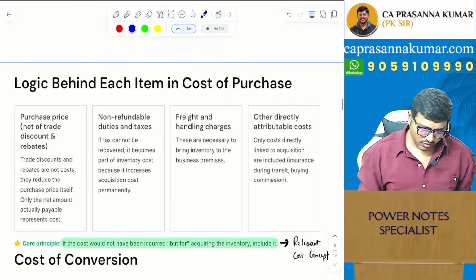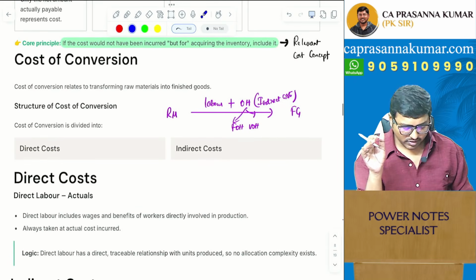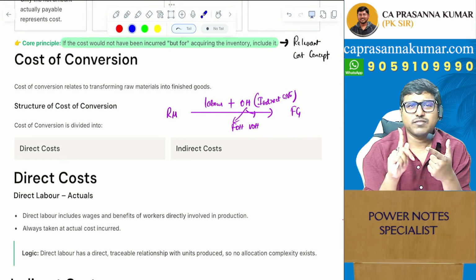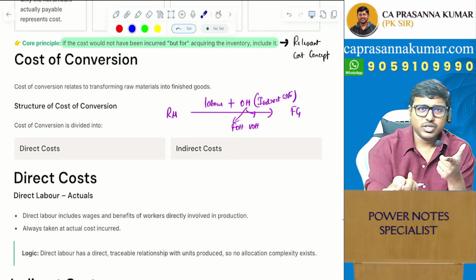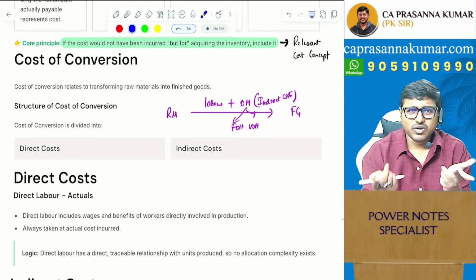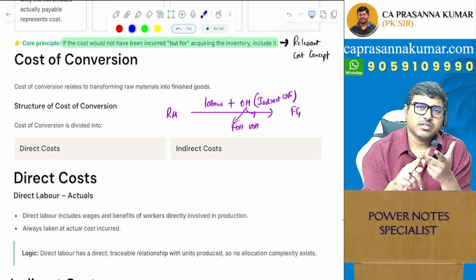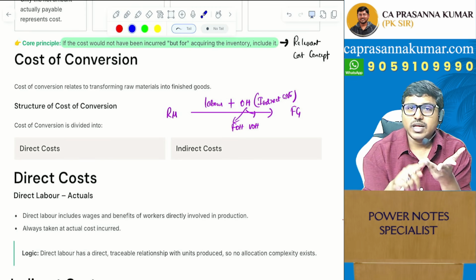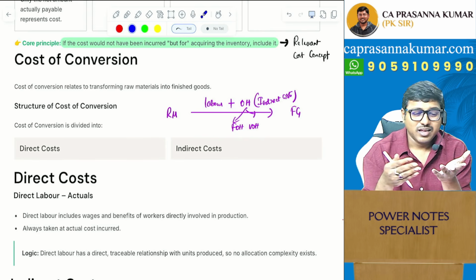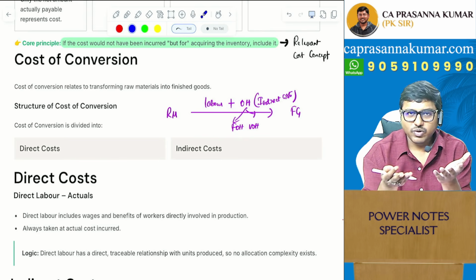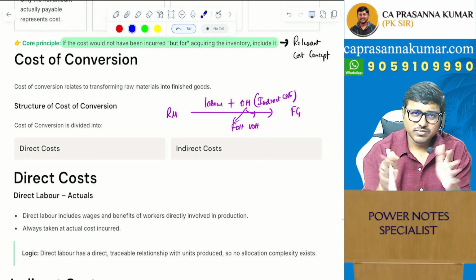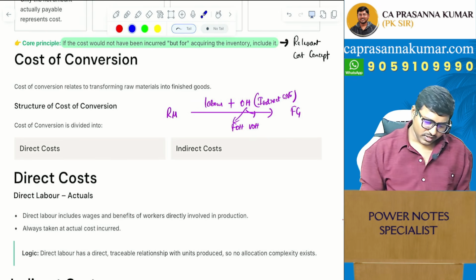Now tell me, if I need to ask you how to calculate cost of purchase, what will be your answer? First, purchase price, whatever that you actually pay to the vendor, less any trade discounts or rebates. Okay. Then what are the other things? The non-refundable taxes. Very good. Then freight, handling charges. Okay. Anything else? Directly attributable expenses, like for example, freight insurance, brokerage charges, etc. You total it up. That's it. You're done with cost of purchase. Okay. What is the next one?